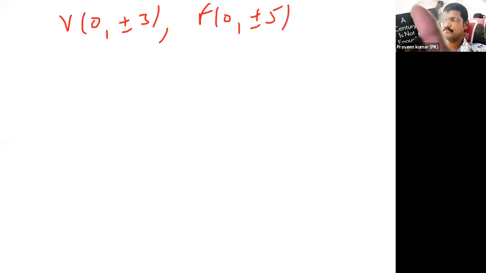Actually, conic section is a dry topic, but I think you are enjoying this topic also. What is the equation if the vertices are 0 comma plus or minus 3, foci 0 comma plus or minus 5? Try the answer fast, everyone.